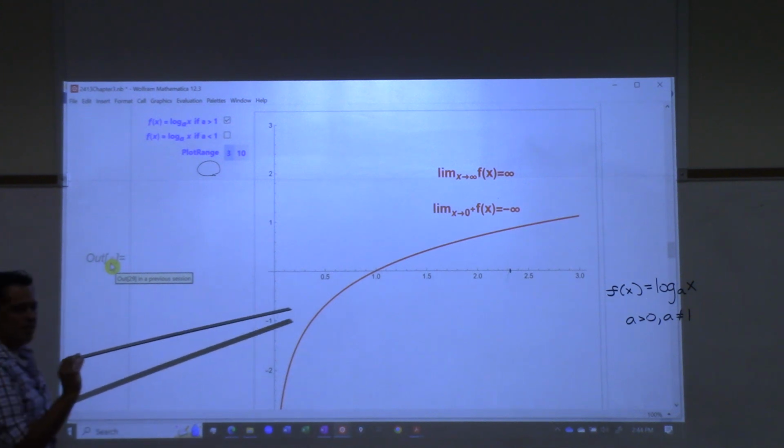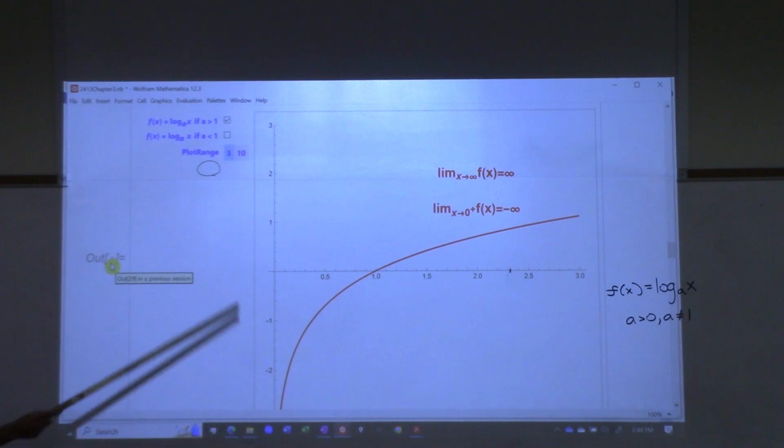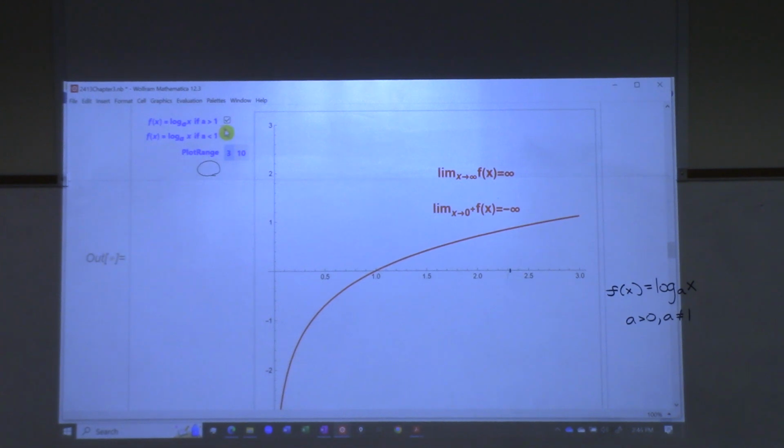Do these graphs look familiar? A little bit? This is if a is positive. Let me show you what happens if a is negative. Anyone know what it looks like? Like that.